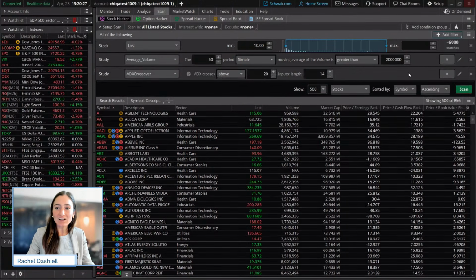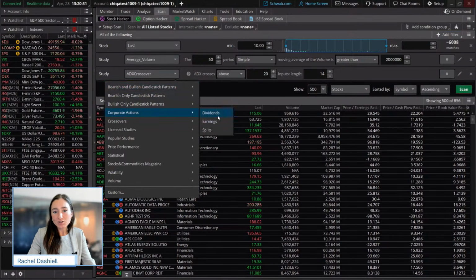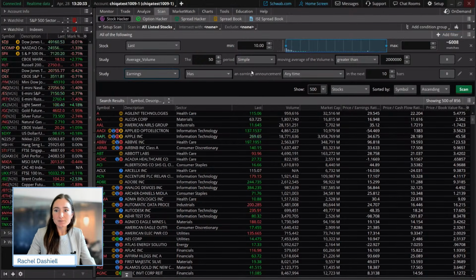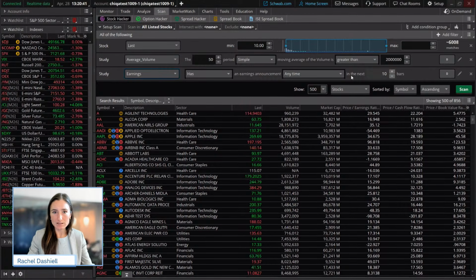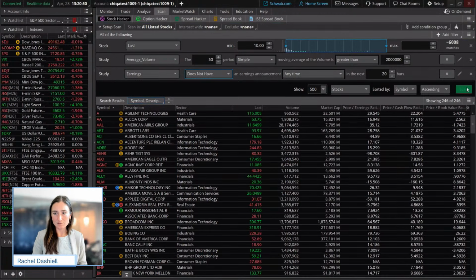So we're going to select study, click the drop down, go to corporate actions and select earnings. Let's say we don't want earnings anytime in the next month. We know there are roughly 20 trading days in a month, so we're going to say does not have an earnings announcement anytime in the next 20 bars. Okay, we're going to hit scan from there, see where it leads us. Okay, so we have about 246 stocks left.